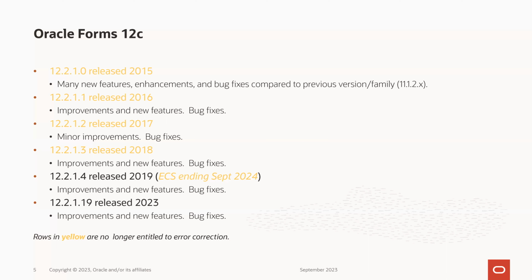We don't really anticipate any further releases in the version 12 family, at least not for Forms and Reports. The last version, 12.2.1.19, was actually an unplanned version. It was released as a result of a requirement to have database 19, the embedded client, included in the stack. So had that not fallen into the timeline that it did, we probably would not have done 12.2.1.19.